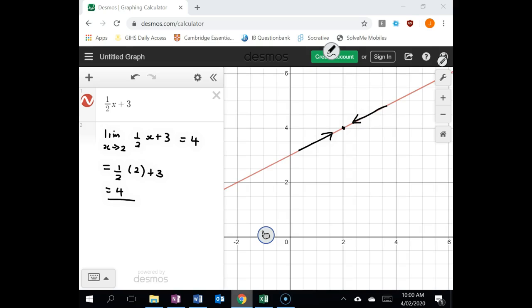So let's find the limit of a different one. Let's find the limit as x goes to 2 of x squared plus 2x plus 3. Now you didn't do this one on Friday, for those that are in class, so I want you to actually do this one. Find the limit as x goes to 2 of x squared plus 2x plus 3.